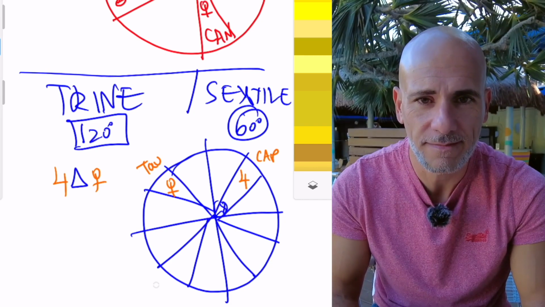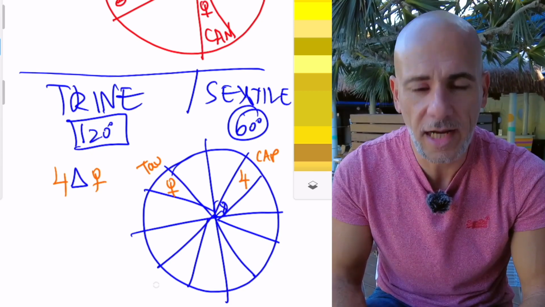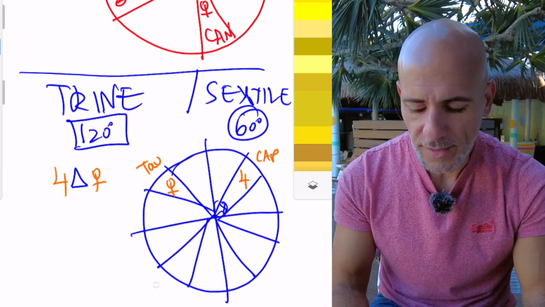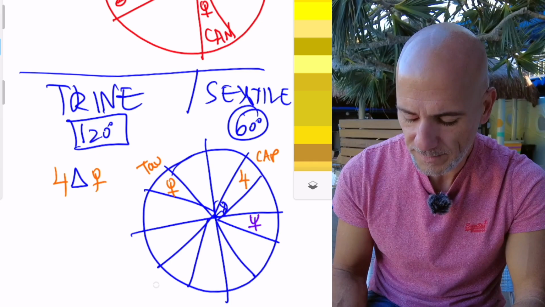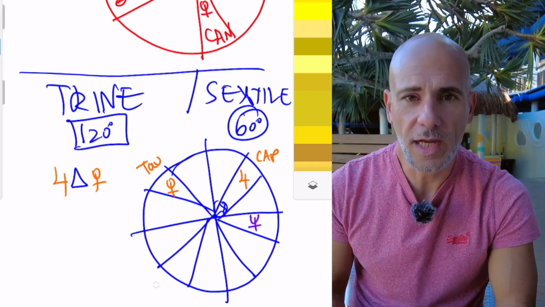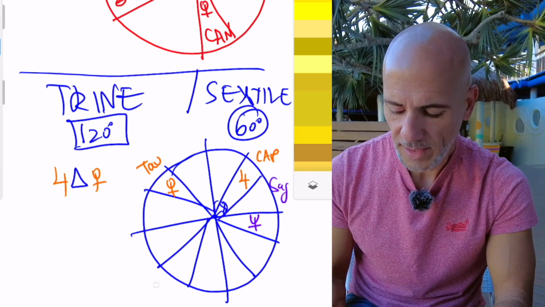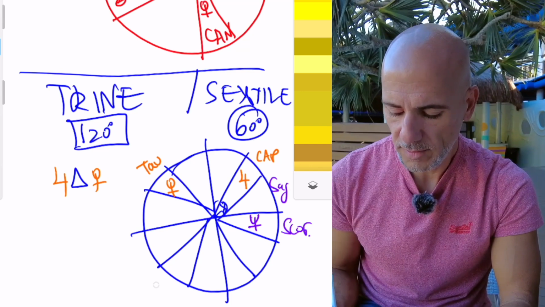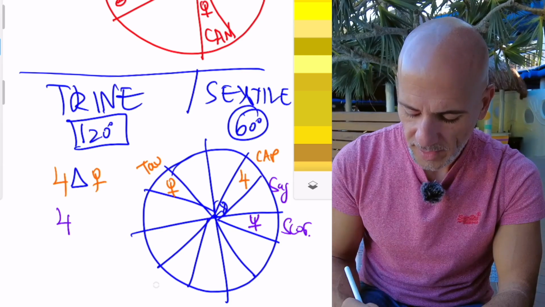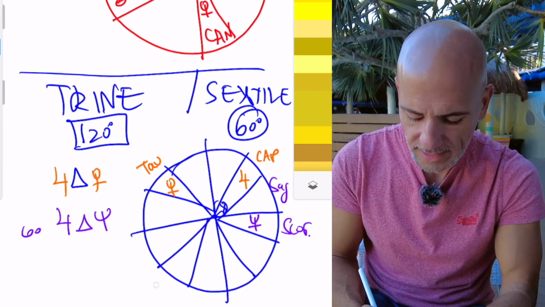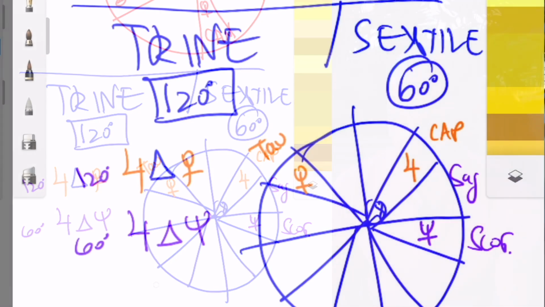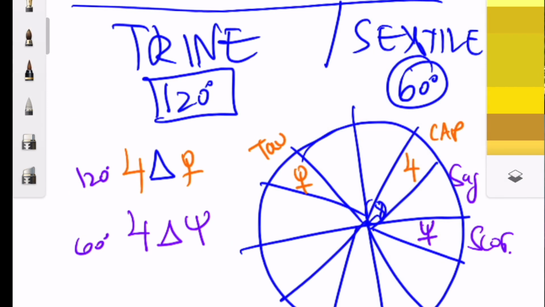This is how trines work. They are from the same quality because they are 4 signs different. This is another relationship called sextile. If we take 60 degrees and put here Neptune, 2 signs away, so if this is Capricorn, this should be Sagittarius, and this should be Scorpio. So we could say that Jupiter is sextile Neptune. This is 60 degrees, this is 120 degrees. Scorpio is water, Capricorn is earth. Neptune in Scorpio is doing a sextile with Jupiter in Capricorn.